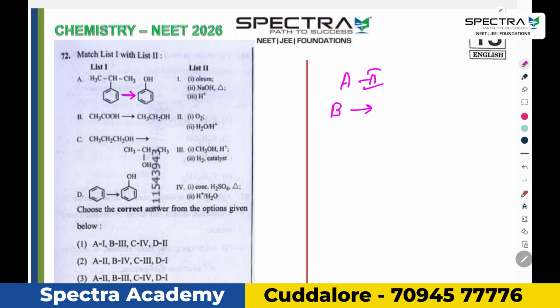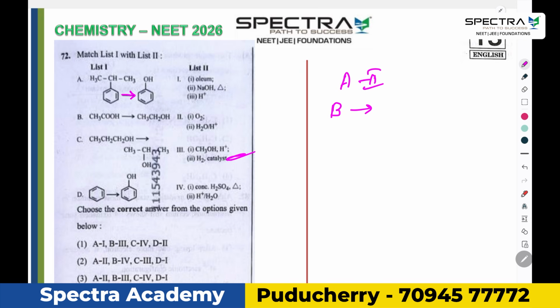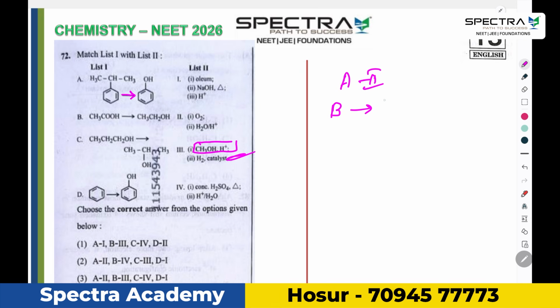B. Matching acid to alcohol needs a reducing agent. Here there is no reduction, here there is no reduction, only here there is. So the ester, first step it is converted into ester and in second step it is converted into alcohol. C.